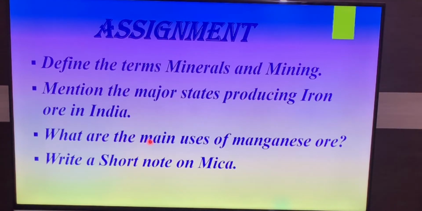What are the main uses of manganese ore? They are used mainly for manufacture of steel. It is also used for manufacture of dry batteries, paints, glass, pottery, calico painting.